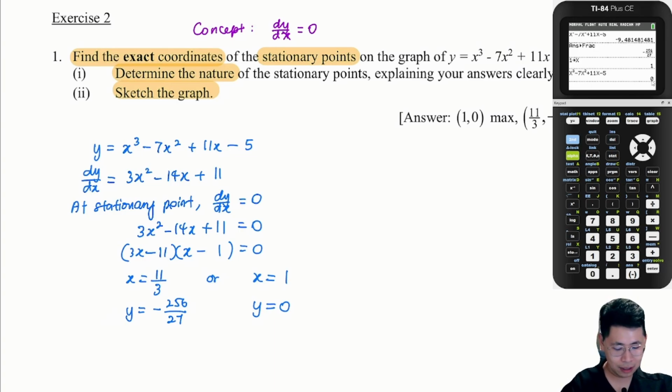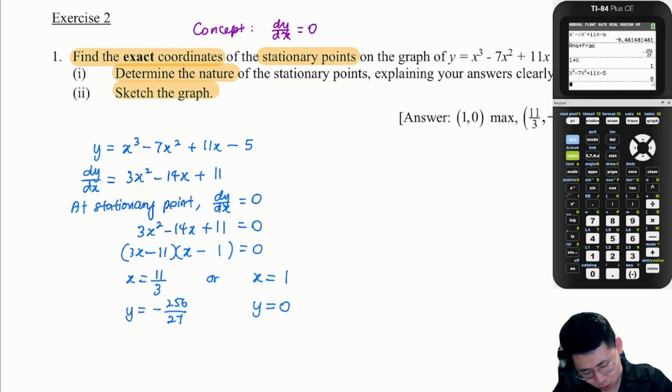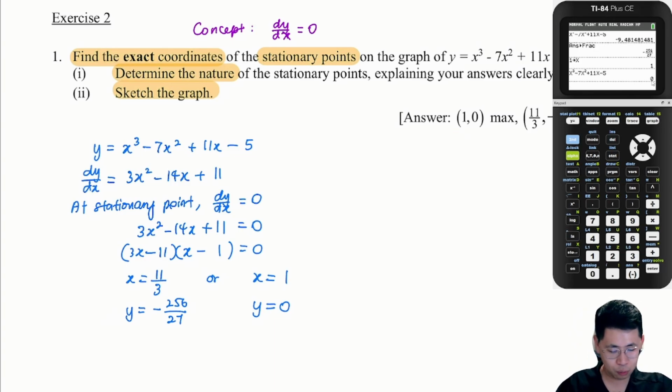Now I've completed part 1. So right now we have two coordinates already. I think I will just list them out together with the nature, whether it is a maximum or minimum.